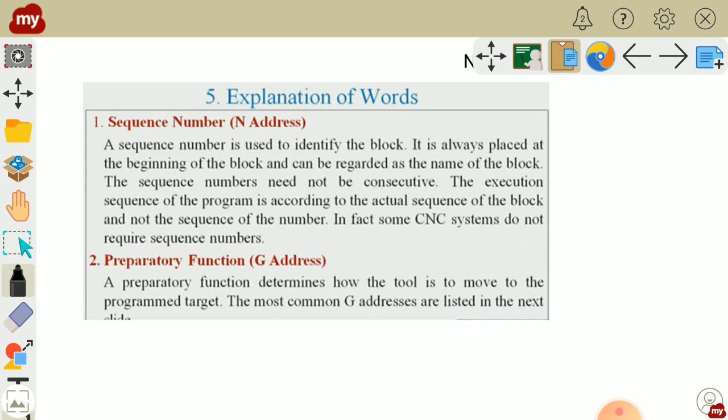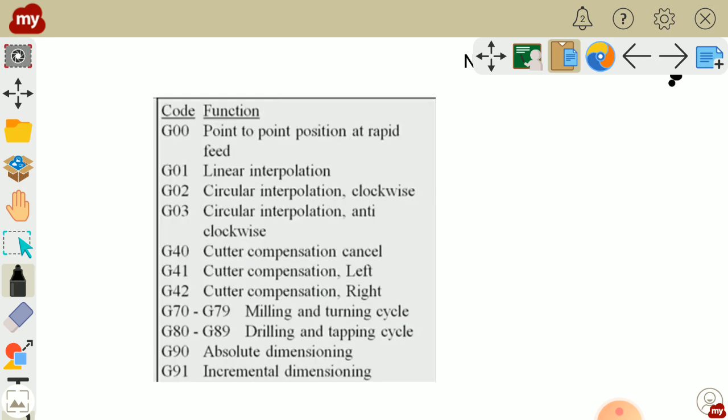Second, preparatory function G addresses. A preparatory function determines how the tool is to move to the program target. Right, so G addresses, what we call a preparatory function, determines how the tool is to move to the program target. We will give numbers as G addresses. The most common G addresses are listed in the next slide. Let us see these G codes and their functions.